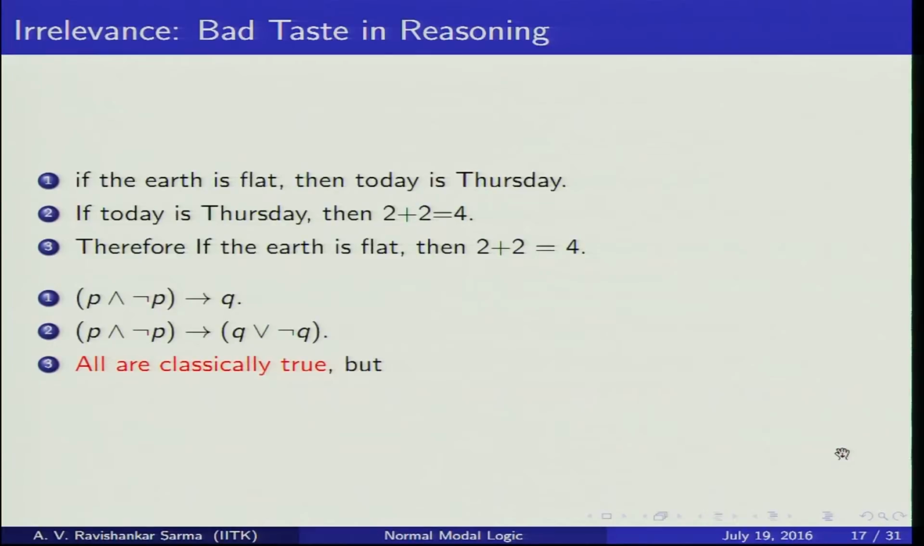And in the same way, from P and not P, from inconsistent kinds of statements, you can derive anything. You can derive Q, and you can even derive not Q also. So all are classically true.